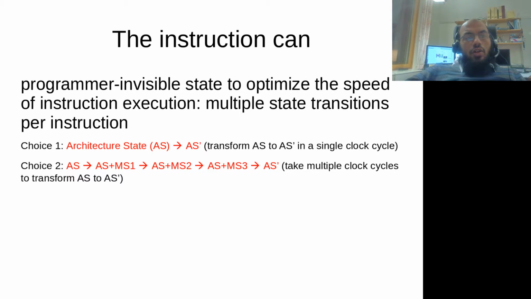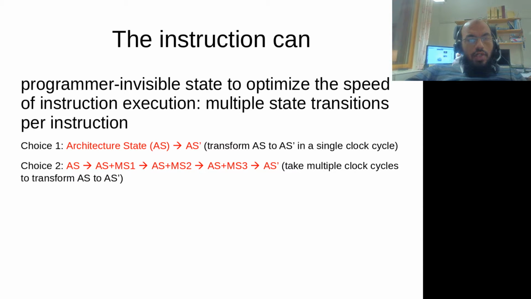And the instructions should have programmer invisible state to optimize the speed of instruction execution. And to do that, you basically have one of two choices. The first one is that you're in state A and you're going to state B through some transformation, and that transformation can be the addition. I mean, it's your program basically. And let's talk about something like addition, for example.